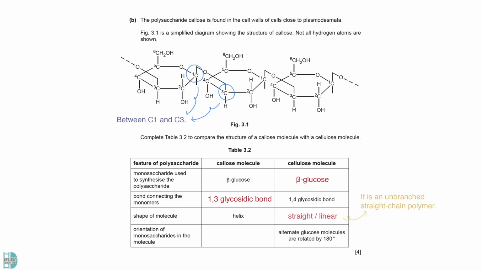A cellulose molecule is a straight-chain polymer. It is linear and unbranched. By looking at the positions of oxygen in the ring or carbon number 6, we can tell that all the monomers are orientated the same way up.